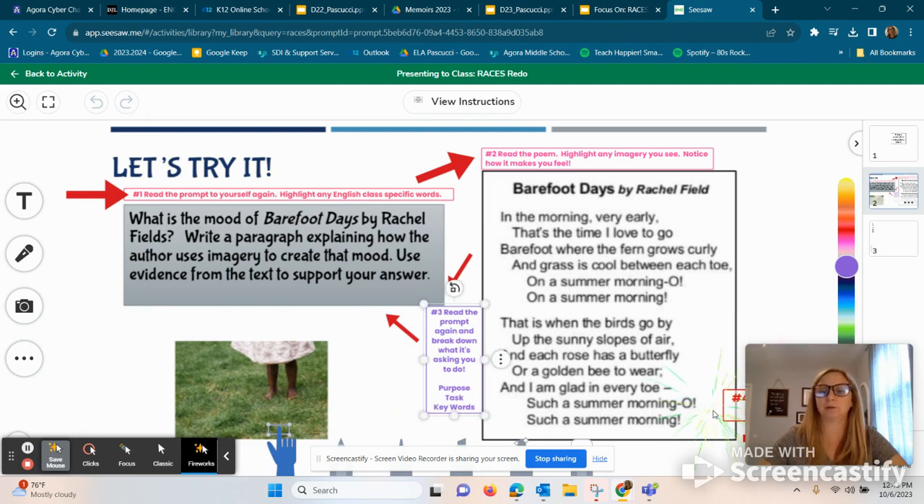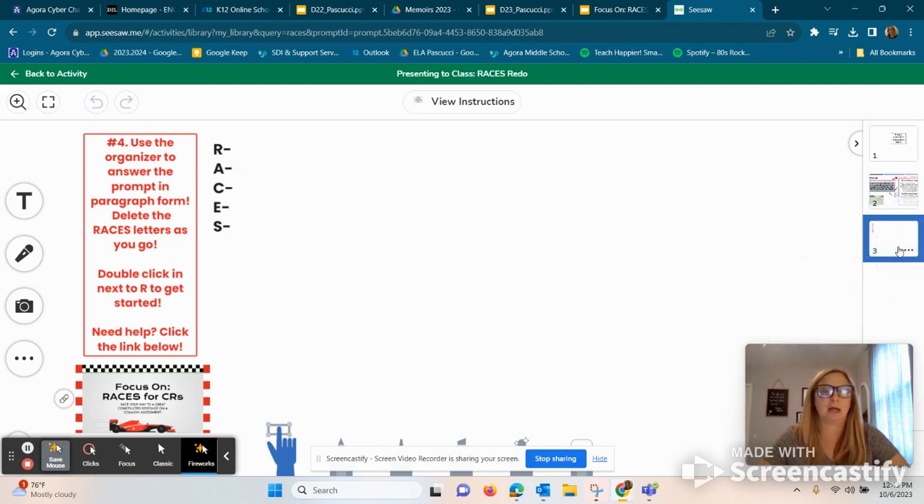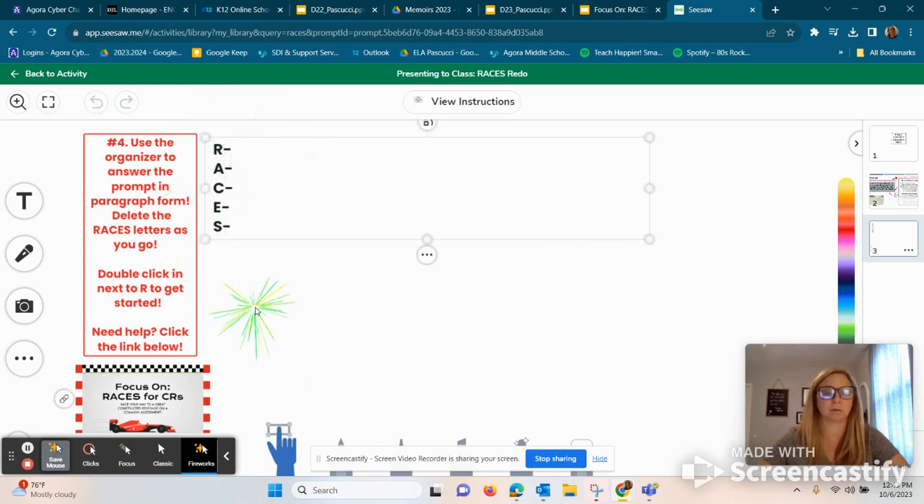And then number 4, you can't see it because my face is in the way. You're going to go over here and use this little organizer. I just have the RACES listed out to write in paragraph form. If you want to go back to this video for some starters, go ahead. You can also click right here, down here, put the fireworks on, and that'll give you the starters too. It's the slideshow. You can put the pointer here, double click, and start typing. Yours won't have fireworks because mine is really cool.